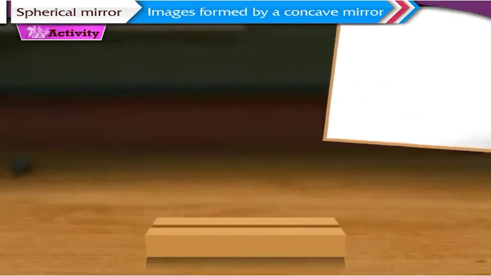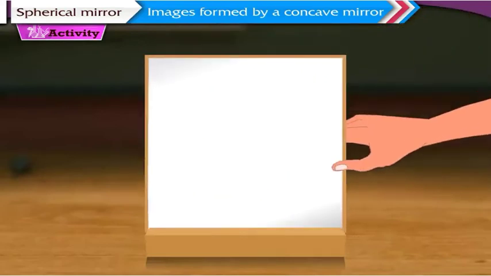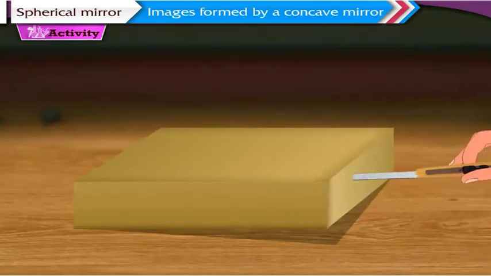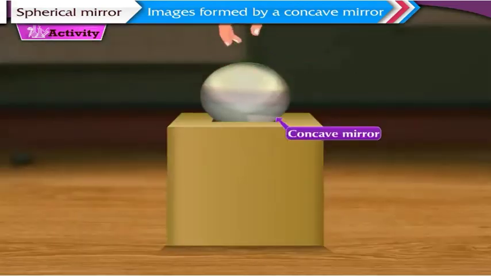Set it up vertically with the help of the wooden block. Take another cardboard box and make a slit on its top surface. In this slit, fix the mirror vertically.